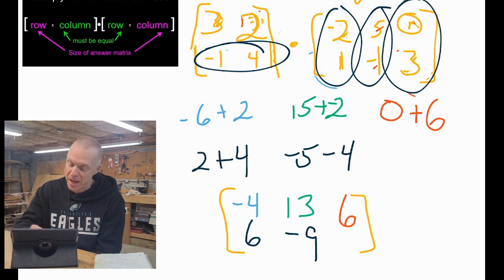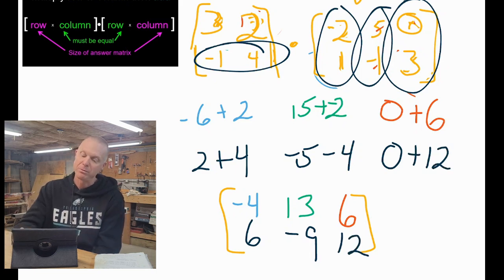Move on to your last column. You're going to match -1 with 0, which gives you 0. And you're going to match 4 with 3. Gives you 12. Add them up, and we end up with 12.